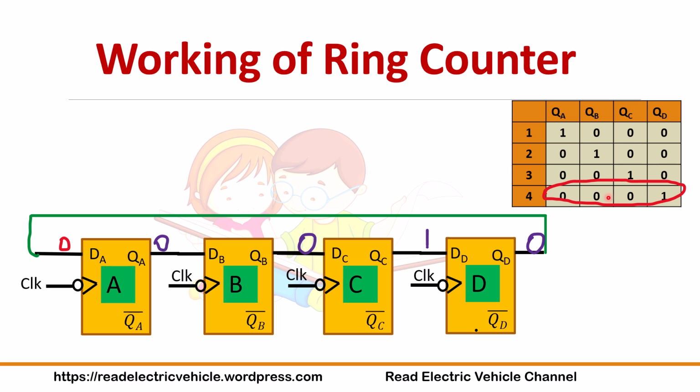Now what happens if you have this state, what will happen next? When you have this fourth state, you give a clock pulse. This 1 comes here. This 0 will be transferred here, this 0 here and this 0 here. So again you will get the first state. From the fourth state it automatically comes to 1000, and again the same process repeats. Initially you have to set this state 1000. After that it keeps on going continuously.